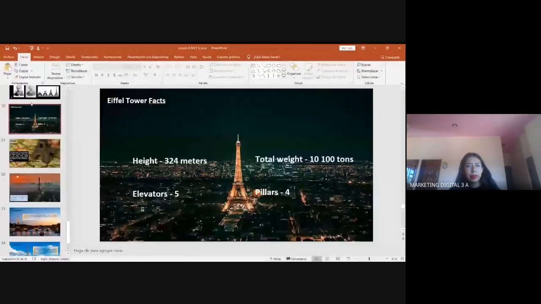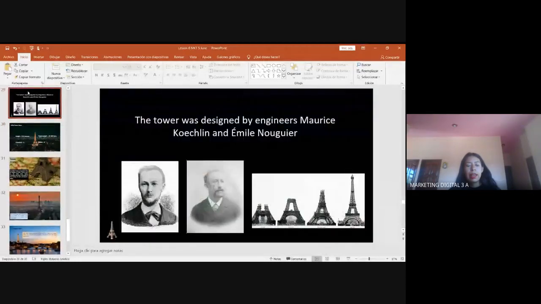Let's check those. Yes, the tower was designed by engineers Maurice Lynn and Emily Noguer. Let's say like that because I don't know how to pronounce the last names. Why is it wrong? ¿Por qué la presentación está mal?